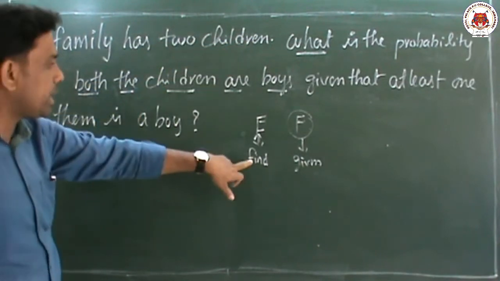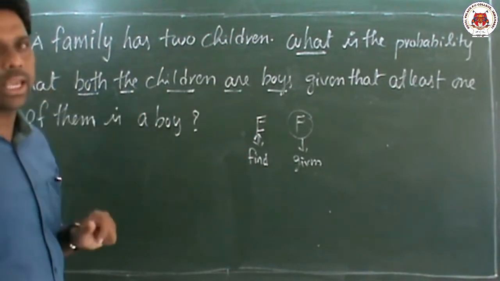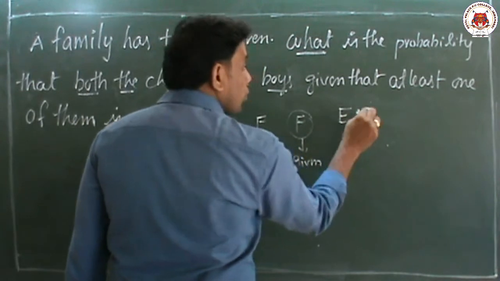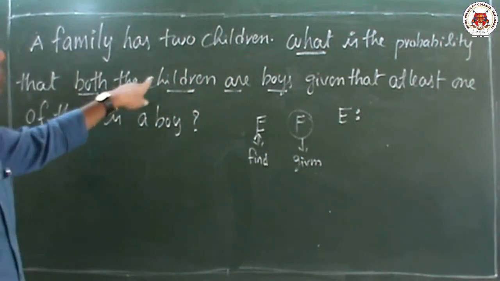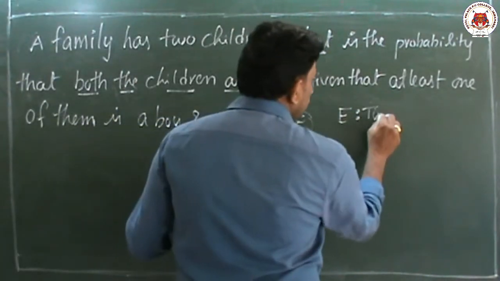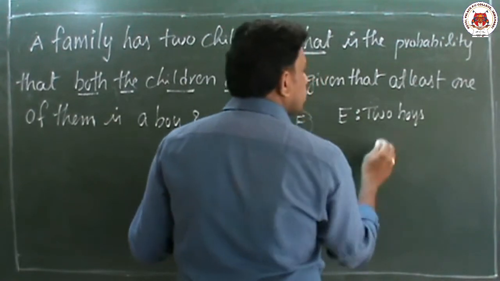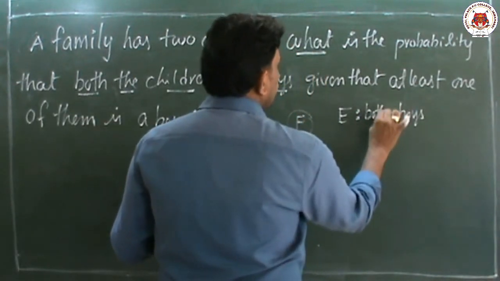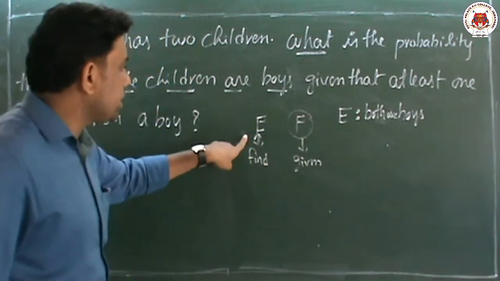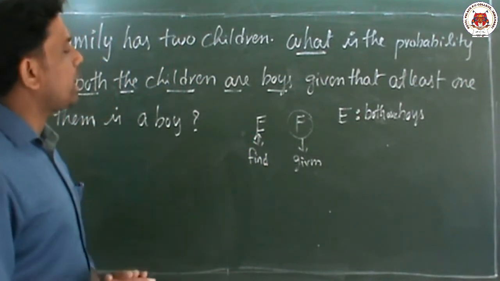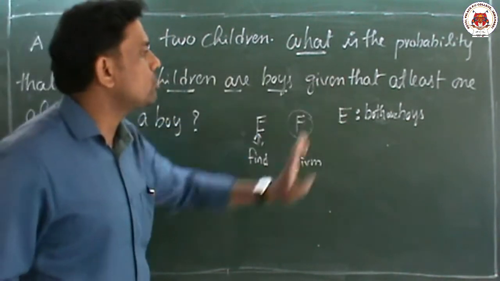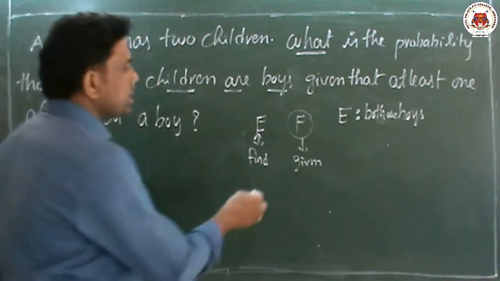What do we have to find? The finding event is always E. From this question we can understand what we have to find: the two children are boys. Both are boys. That's it. So both are boys is the event E. Why am I taking E only? Because E means the one which we have to find. That one we take as E. We have to find that both the children are boys. That is called E.